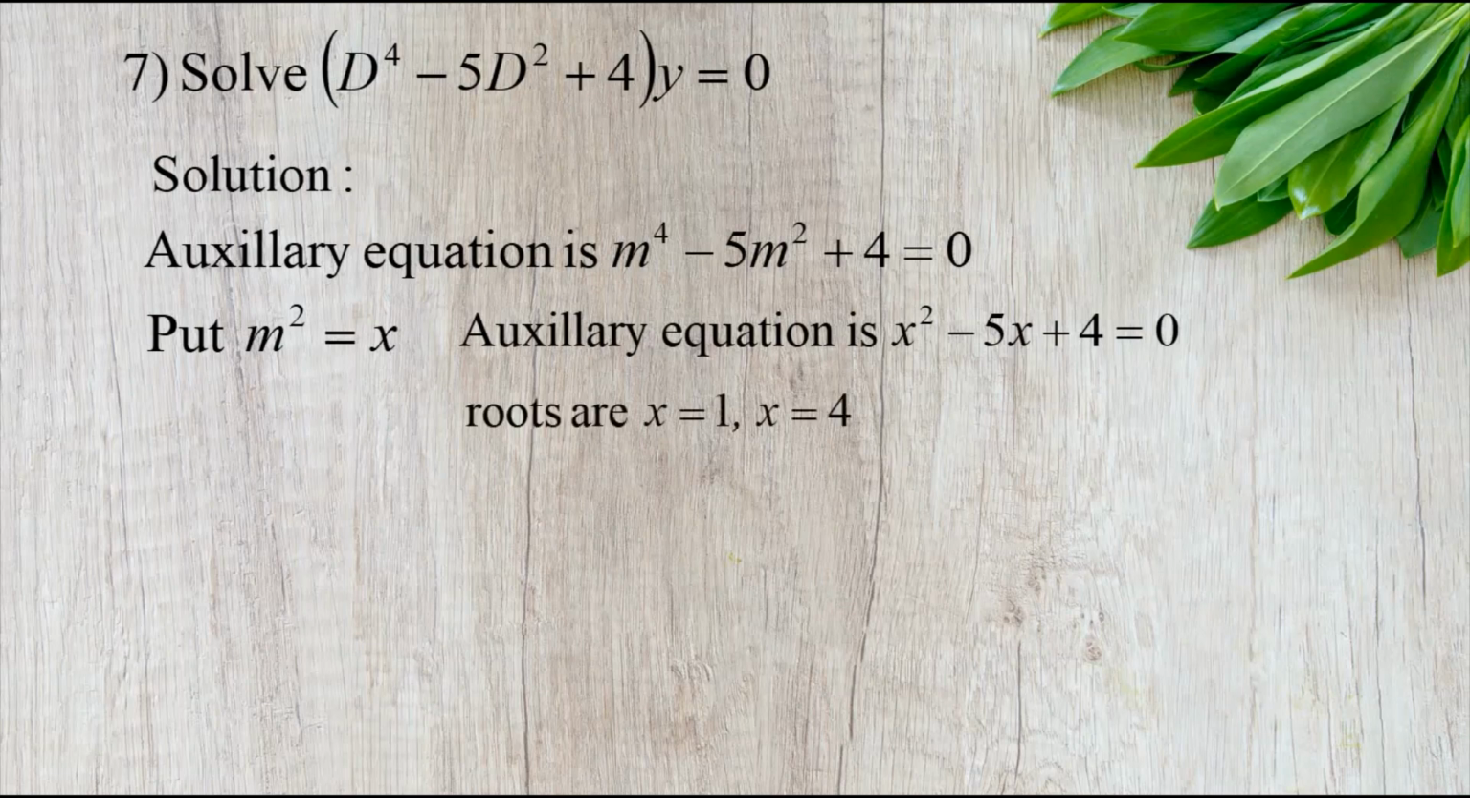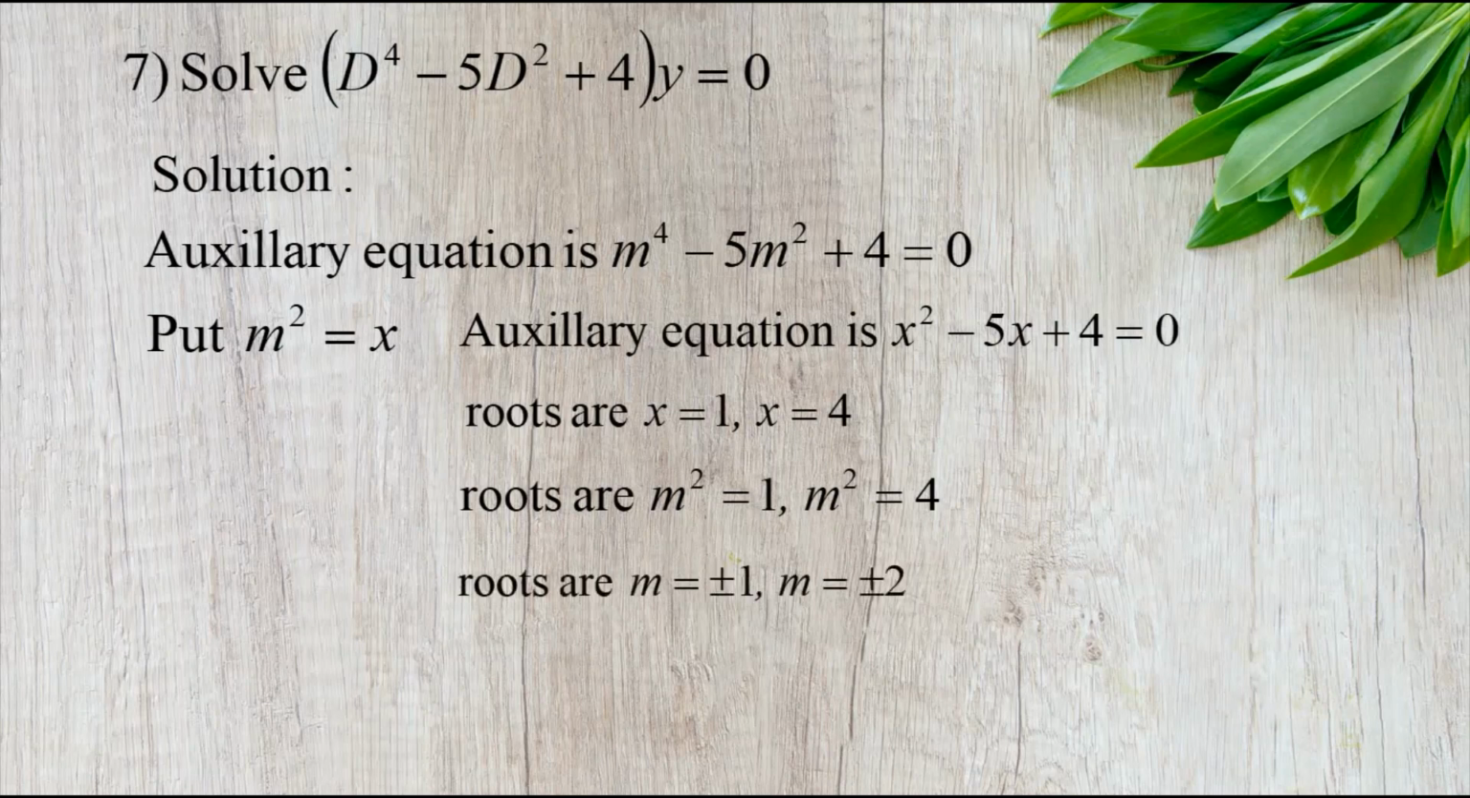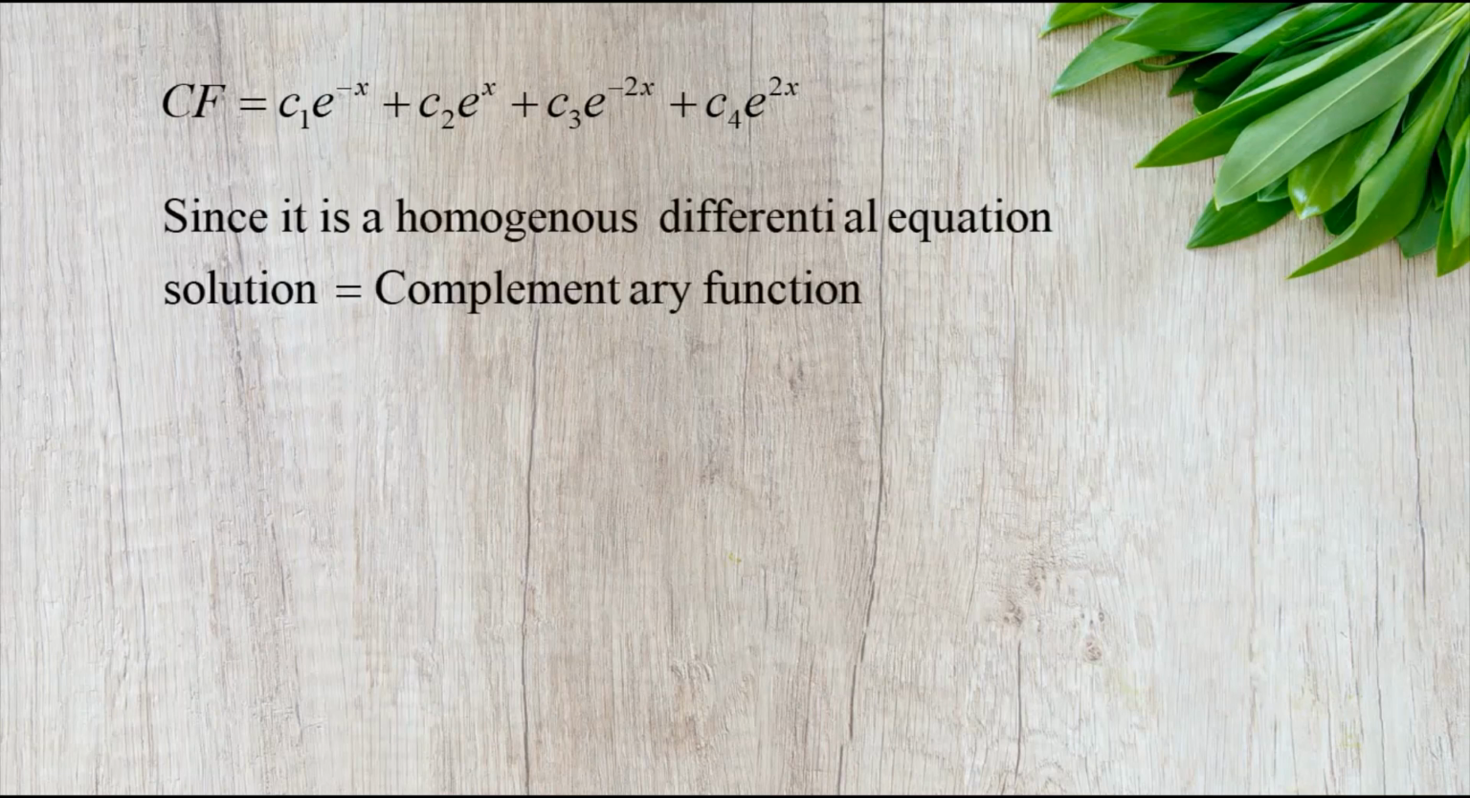So x equal to 1 and x equal to 4 are the roots, but you know x is nothing but m square. So put m square equal to 1, m square equal to 4. Again you can solve this. So you will get m equal to plus or minus 1, m equal to plus or minus 2. Now these are the 4 roots and all are real and distinct. So you will get the complementary function. And again, the complementary function is the solution of the homogeneous differential equation.